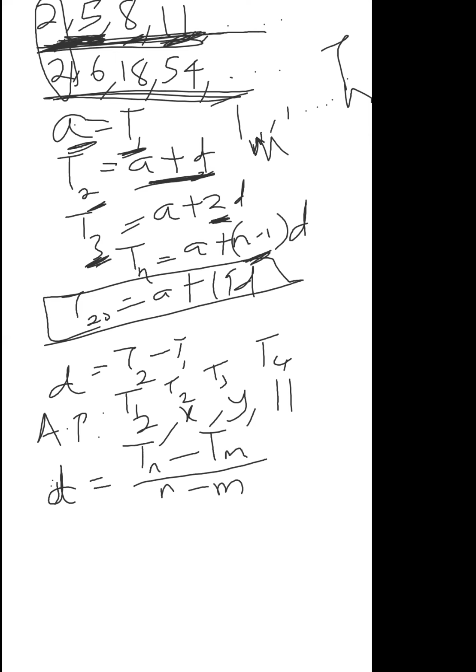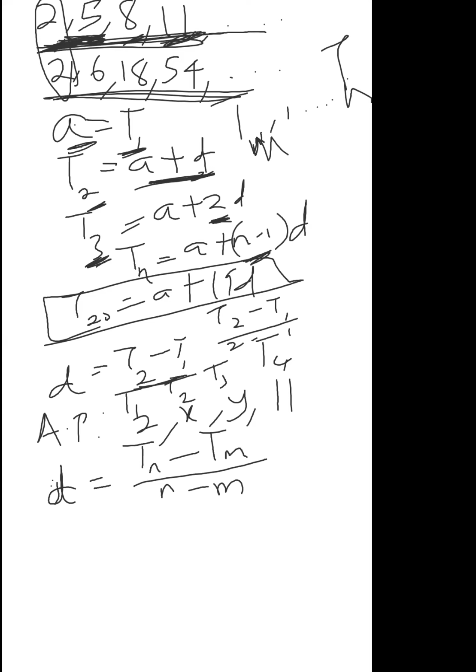The same thing applies to this. The same thing as T2 minus T1 over 2 minus 1. 2 minus 1 will give us 1. That's why the division there does not make any difference. But when they are far apart, what you just have to do is subtract their subscripts.